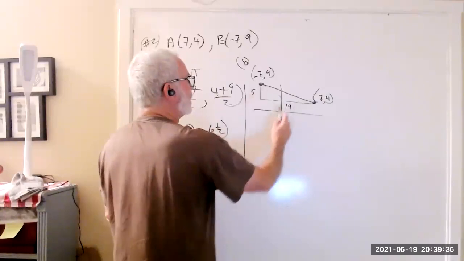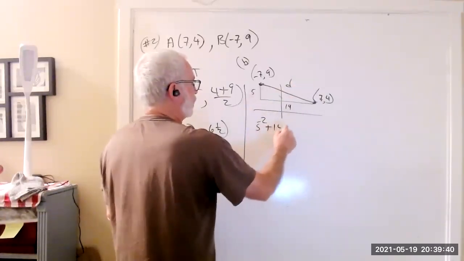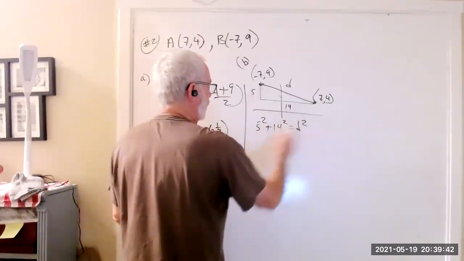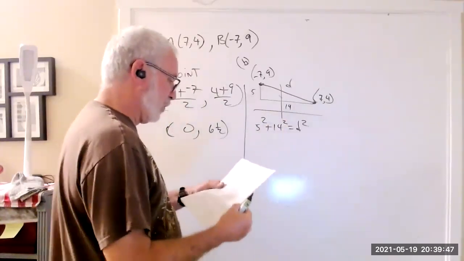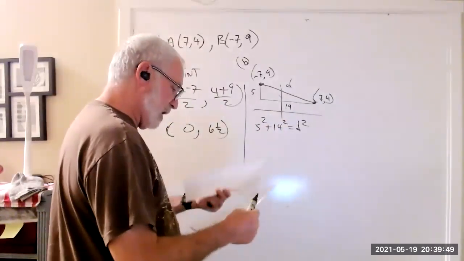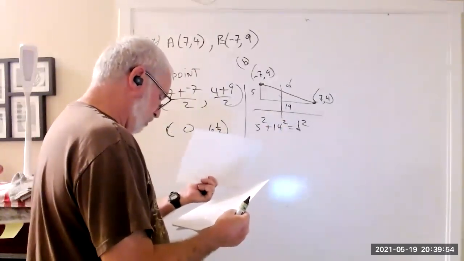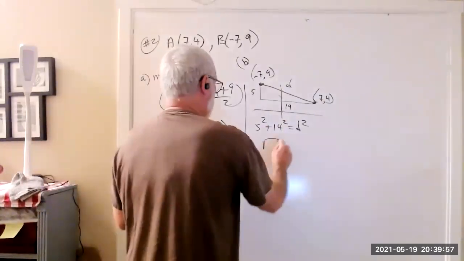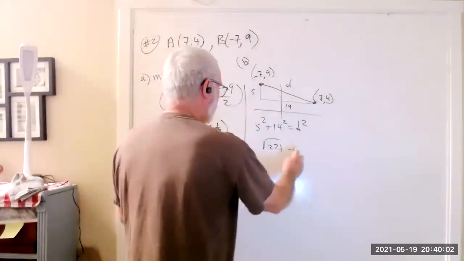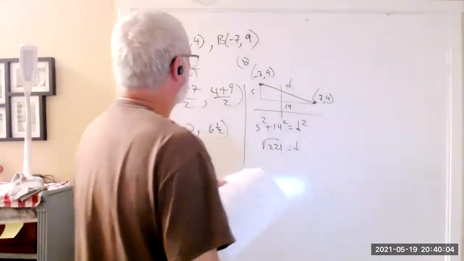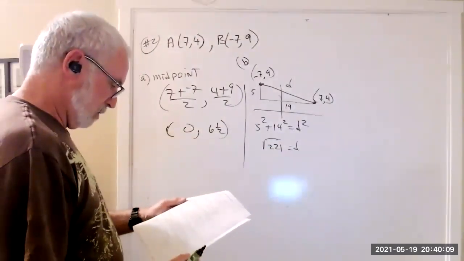So when you set this up, the distance is the Pythagoras: 5 squared plus 14 squared equals d squared. And I'm assuming you can go from there. This is one of the ones where I made a mistake and caught it. The new answer turned out to be the square root of 221. Is that right? Yep, I think. So Carmen, are you okay? Yes. Okay.